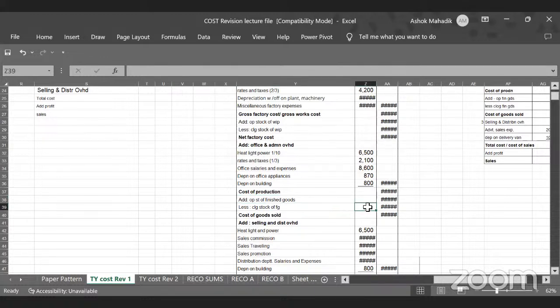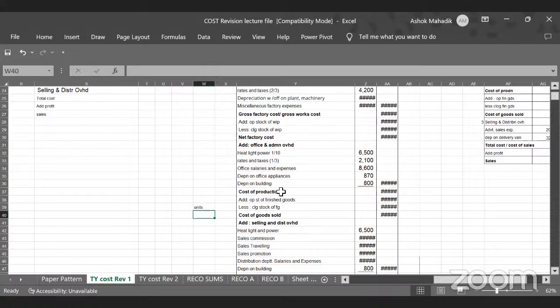If it is directly given to you, you are lucky then. Normally units will be given. You will be given units and not the amount. So how to get the amount? Because a cost sheet is prepared by using values, not units. So how to change that into amount?